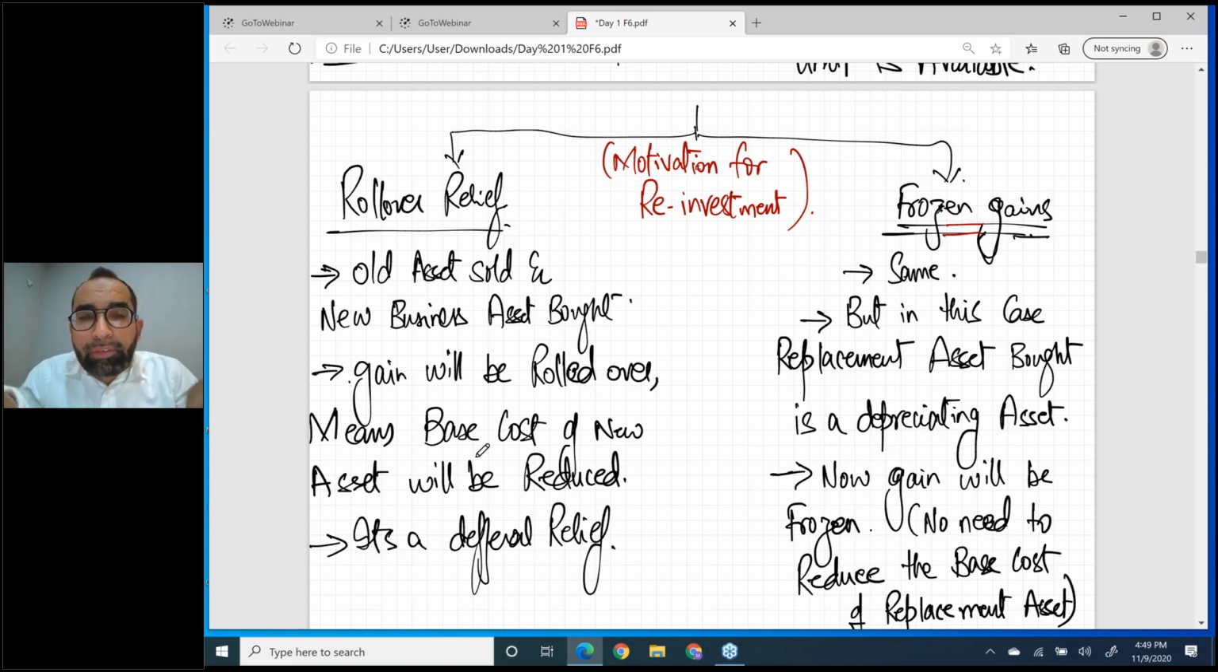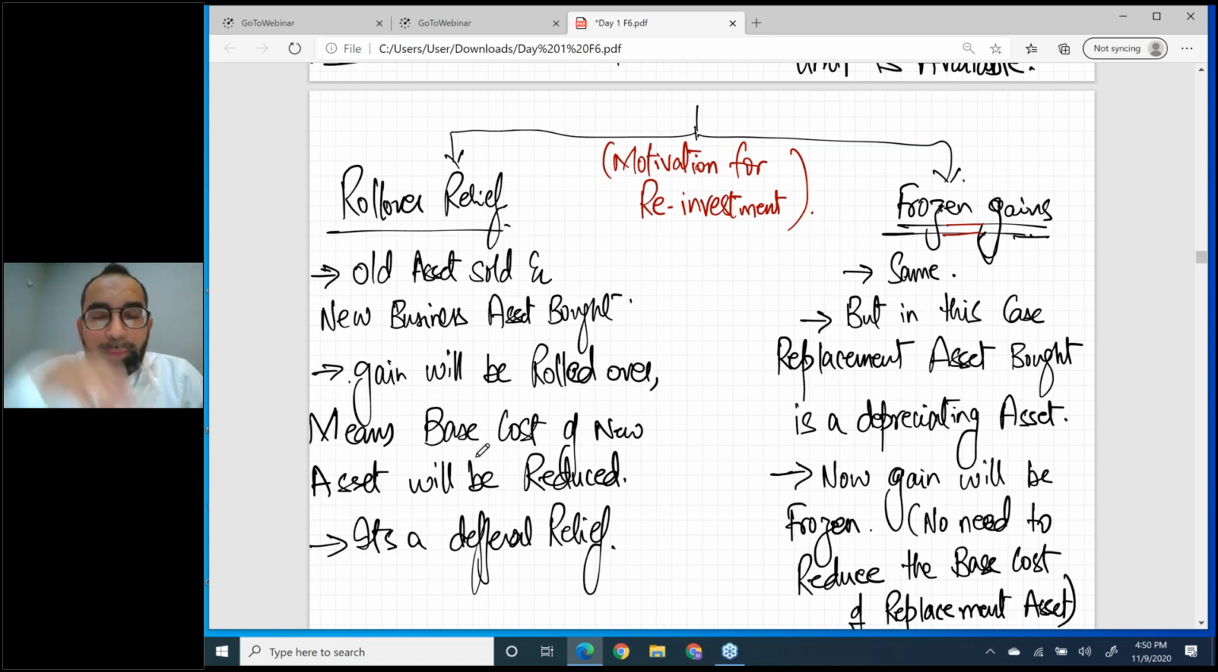So there are two types of relief in this. Number one is rollover relief, and number two is frozen gains. Sometimes you freeze your gains. When do we apply rollover relief? In rollover relief, you reduce the base cost of the new asset, because you sold an existing asset and you buy a new asset. So in the rollover relief working, you reduce the base cost of the replacement asset. But in frozen gains, you never reduce the base cost of the new asset.